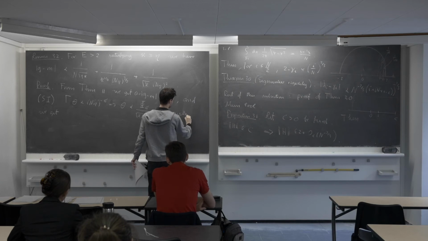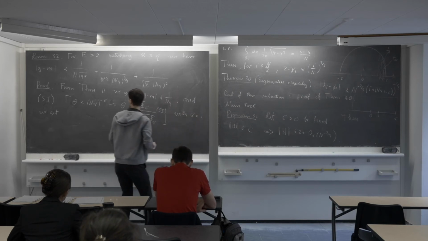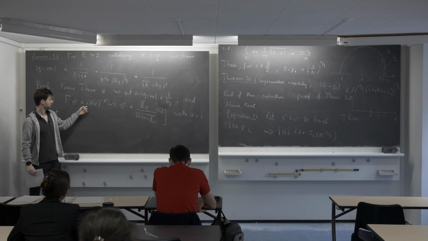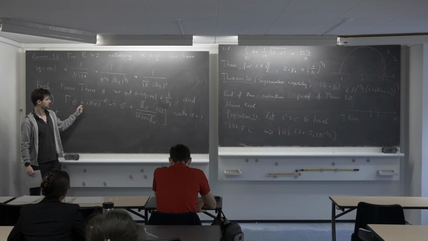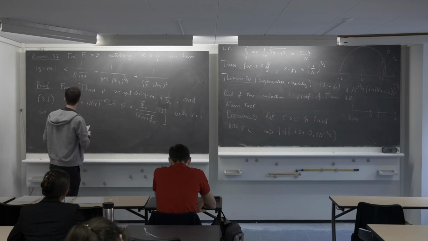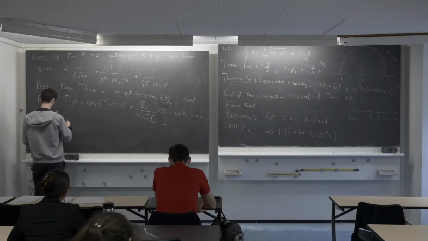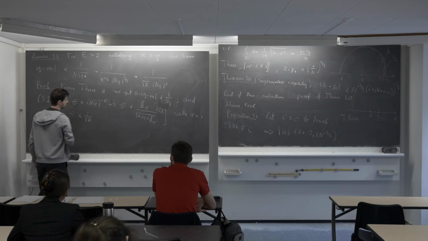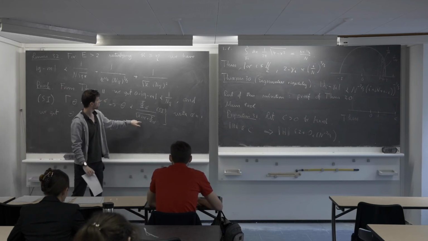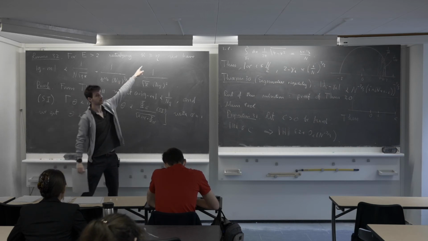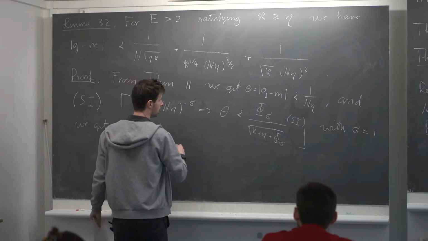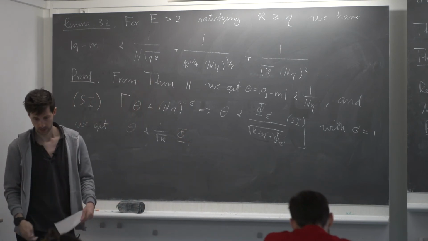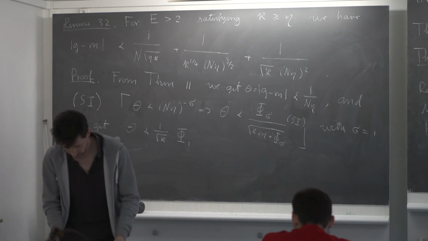Now I can choose the optimal sigma. If this assumption is satisfied, then thanks to theorem 11, we know that this is true when sigma is the best possible sigma, which is sigma equal to 1. And we get theta. I drop this term. Dropping the eta doesn't really hurt me because I know eta is anyway smaller than kappa, so that doesn't matter. And then I have phi 1.